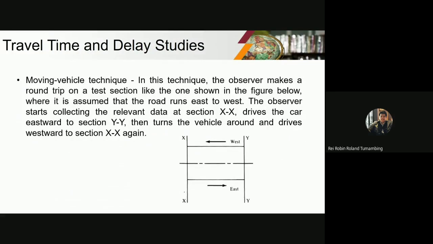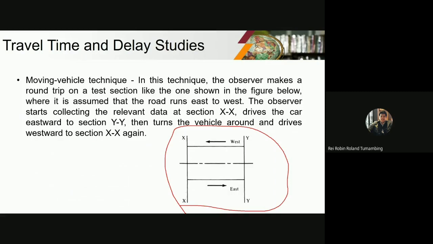In the moving vehicle technique, the observer makes a round trip on a test section like the one shown in the figure. This is the figure. It is assumed that the road runs east to west. The observer starts collecting the relevant data at section XX, drives the car eastward towards section YY, then turns the vehicle around and drives westward to section XX again.